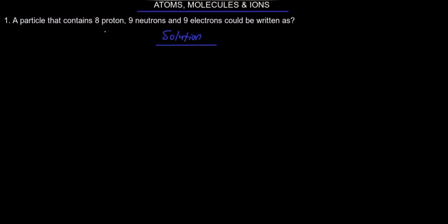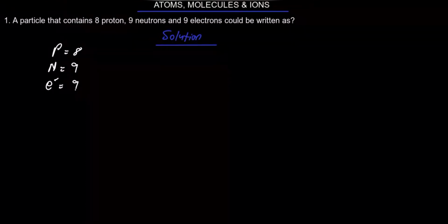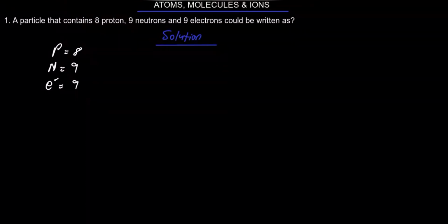A particle that contains 8 protons, 9 neutrons, and 9 electrons could be written as. Now, we have the number of protons equal to 8, the number of neutrons equal to 9, and the number of electrons equal to 9. Please take note of something. You will observe that I have 8 protons and I have 9 electrons. Since these numbers are not equal, it shows that the particle will never be neutral. If it is neutral, the number of protons and number of electrons will be the same.